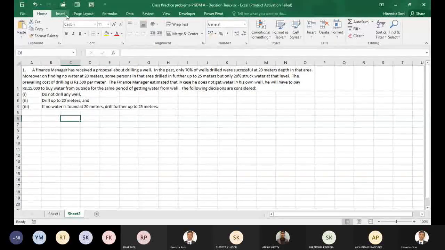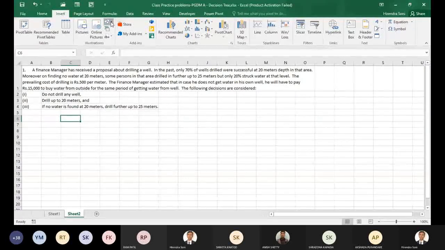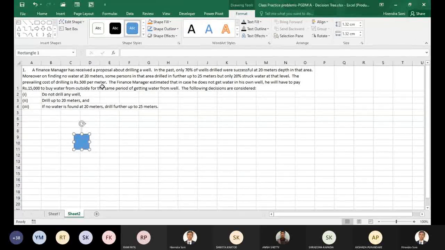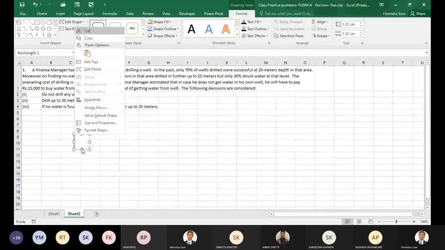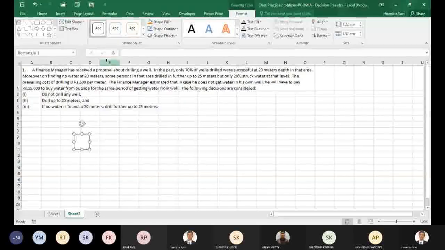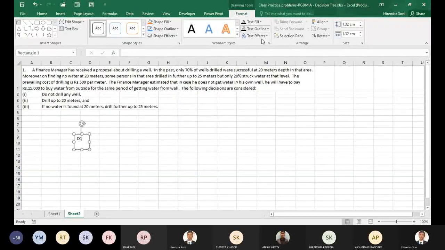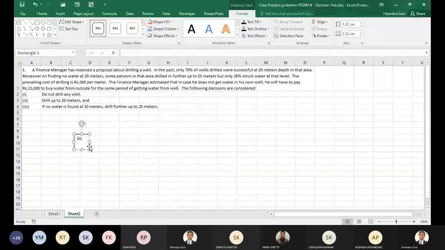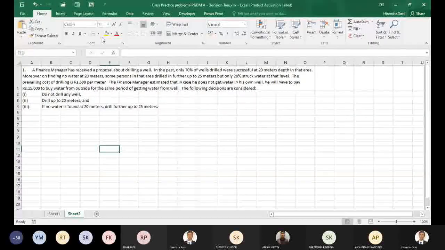Now here, if you look, what is the very first decision point? First decision point, D1. Sorry, I could have taken this decision box.